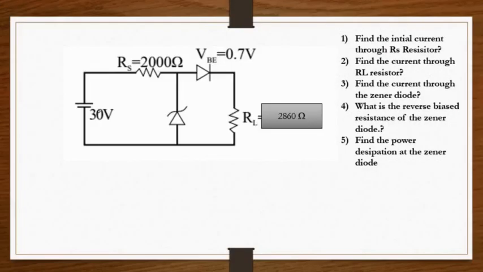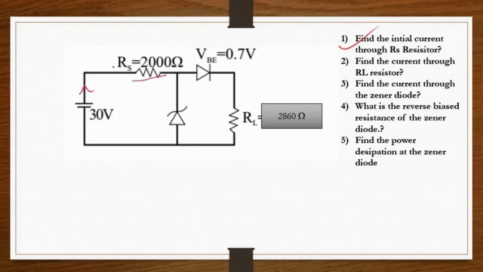Alright, I hope you have tried the question now. Let's get into the question. This is actually not that much of a difficult question, but still, as a start, let's go through with it. Initially they are asking us to find the initial current through the RS resistor. This is the RS resistor.